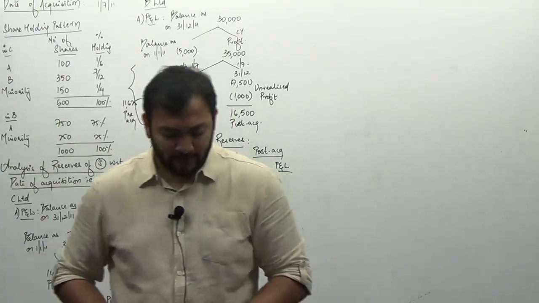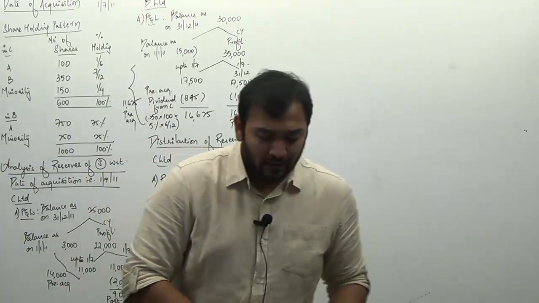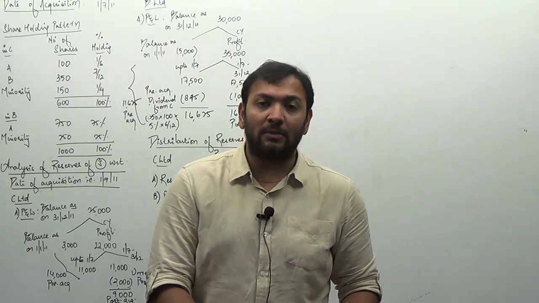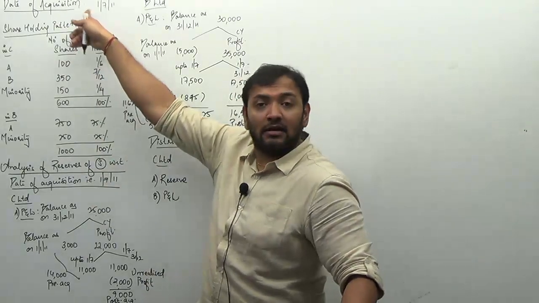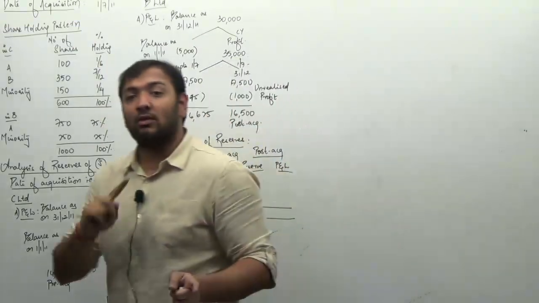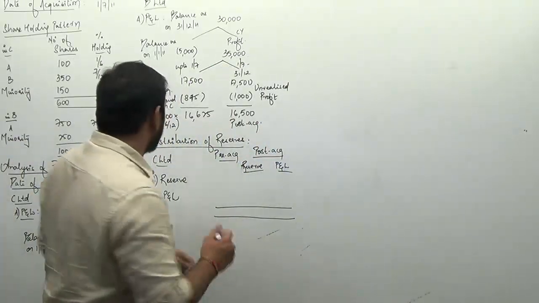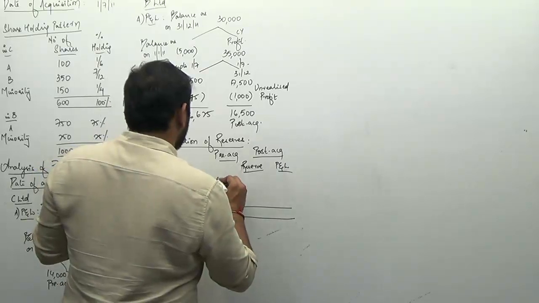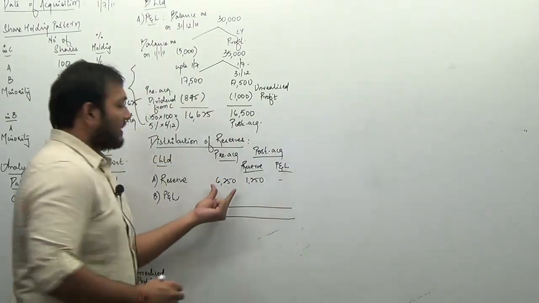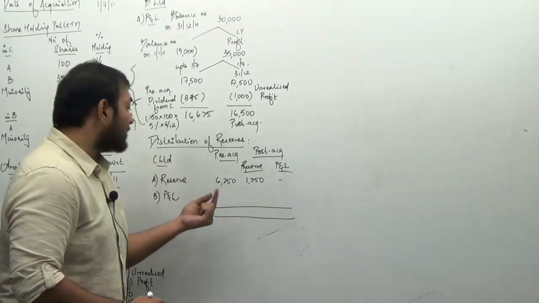Check reserve. C Limited reserve in the balance sheet is 7,500. Balance at the beginning of the year is 5,000. So current year appropriation is 2,500. Date of acquisition is 1/7. That means 6 months is pre. So out of 2,500, I'll say 1,250 is pre-acquisition, 1,250 is post-acquisition. So the total is basically 7,500. So we get like this: 6,250 and 1,250. 5,000 already existing as on 1st Jan plus 1,250 rupees current year 6 months appropriation.